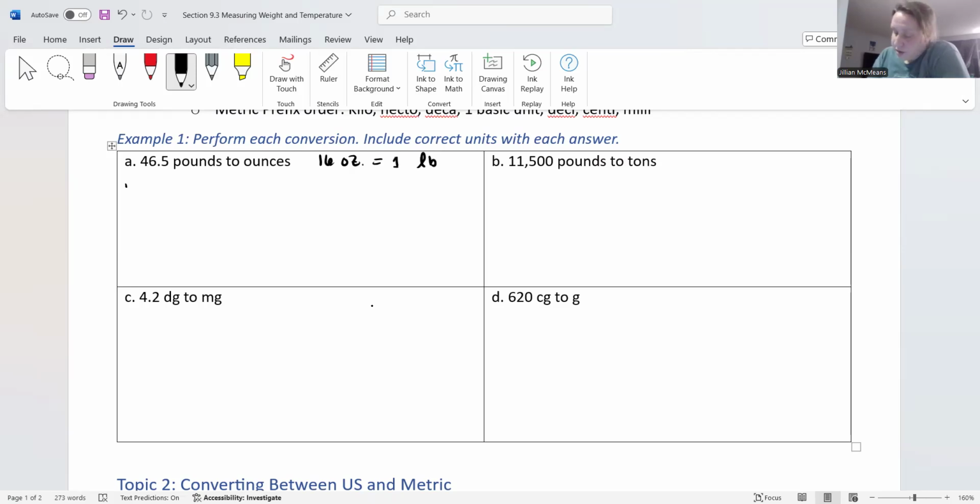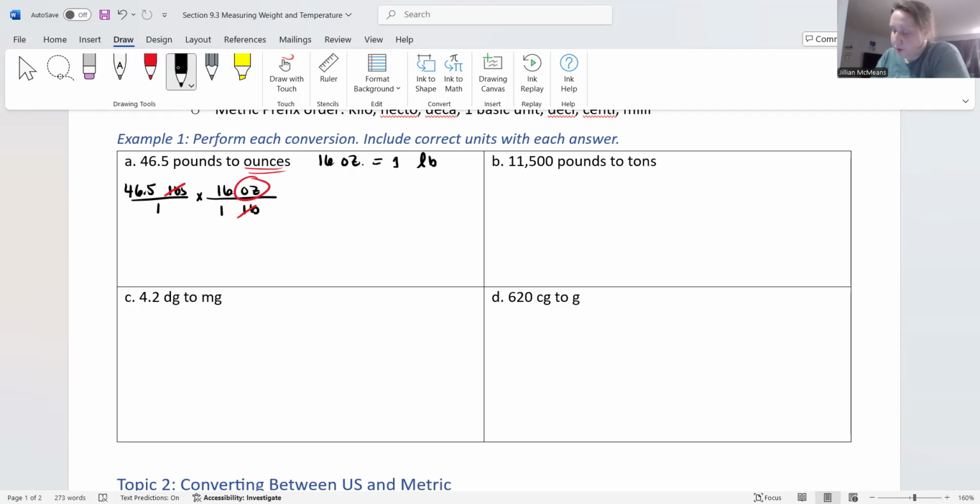All right. So we start with what we know. We know we have 46.5 pounds. We want to multiply it by a unit fraction that relates pounds and ounces, and we use the conversion to create that unit fraction. So 16 ounces is the same as 1 pound. I want the pounds to be in the denominator so that they cancel, leaving an ounce in the numerator, which is my desired unit.